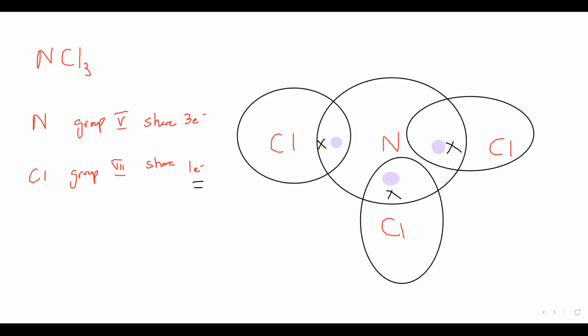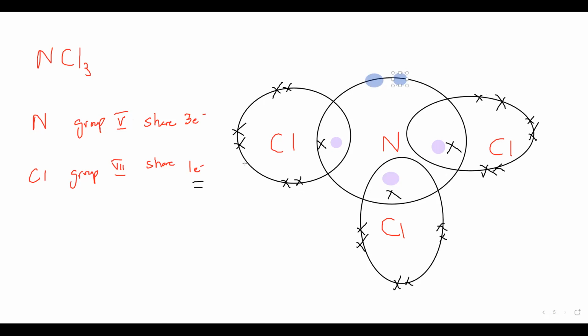Now we have to complete the structure for chlorine, because chlorine shared 1. It belongs to group 7, so out of 7 it shared 1, so unshared will be 6. So 1, 2, 3, 4, 5, 6. This chlorine also 1, 2, 3, 4, 5, 6. This chlorine as well 1, 2, 3, 4, 5, 6. And nitrogen belongs to group 5. So out of 5, it shared 3, so unshared will be 2. So there are 2 unshared electrons and 3 total shared electrons.